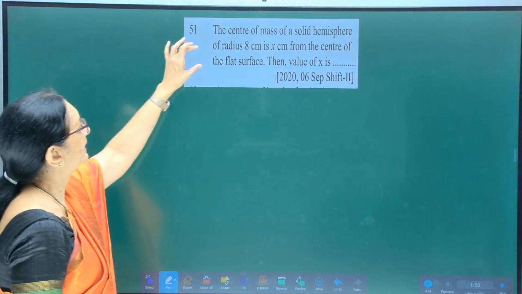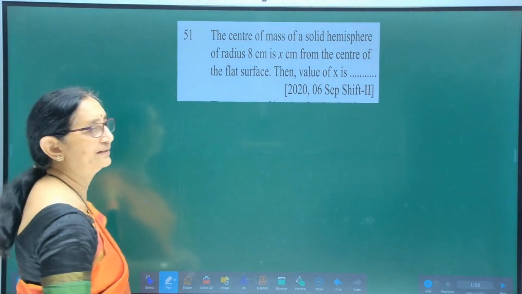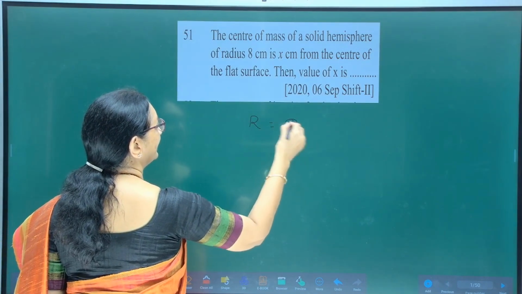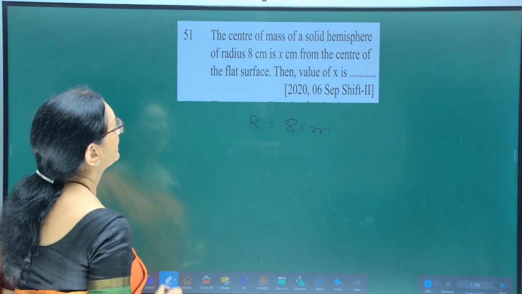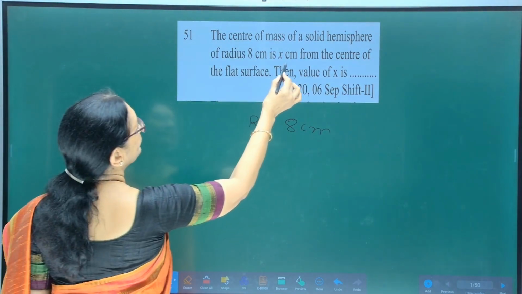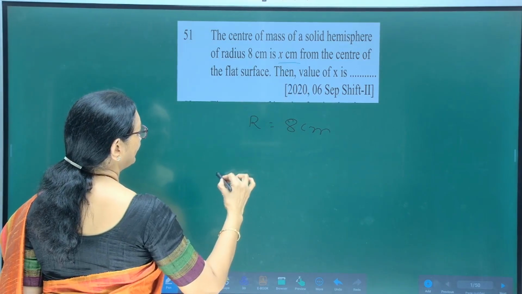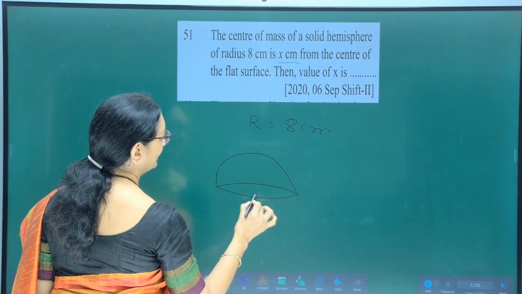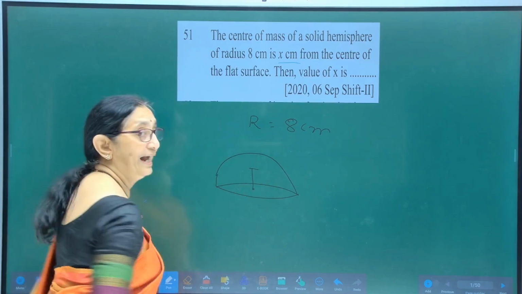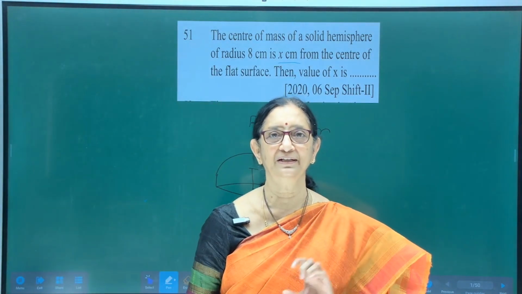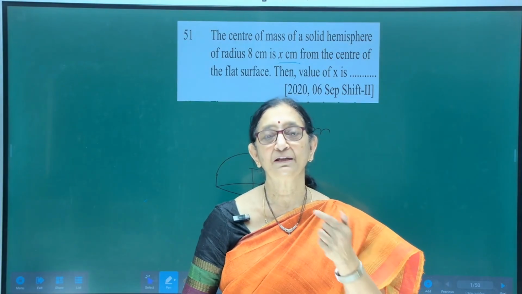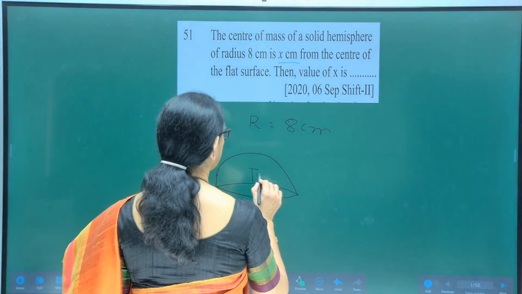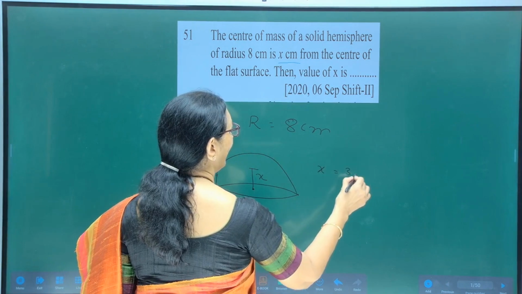Look here, center of mass of a solid hemisphere of radius 8 centimeters. Radius of the hemisphere is given as 8 centimeters. So, what is x centimeters from the center of the flat surface? Let us represent the hemisphere like this. This is the flat surface center, and we have derived the expression for the distance of center of mass of the hemisphere from the center of the flat surface, that is x is equal to 3r by 8.